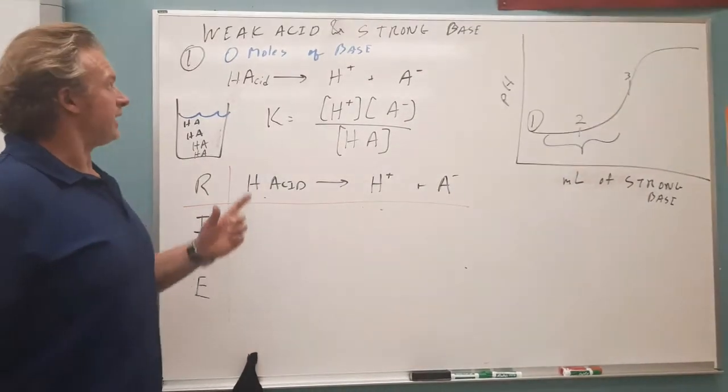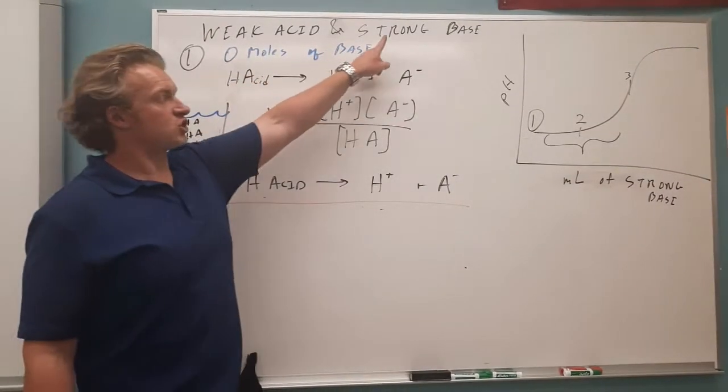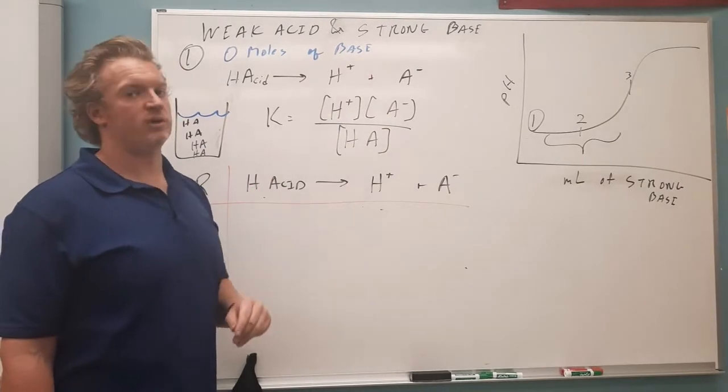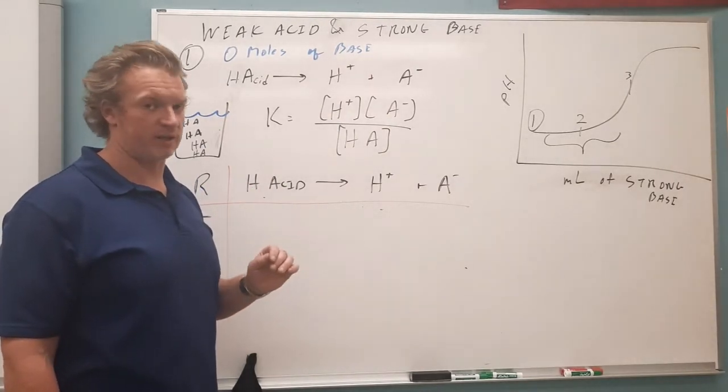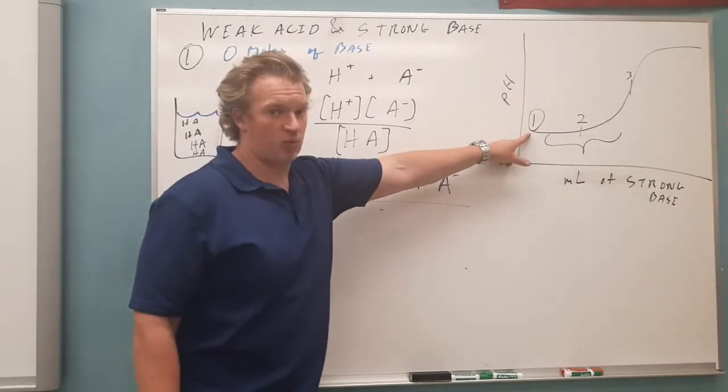In a weak acid and strong base titration, there are 3 points of the titration curve we will speak directly to. This is about point 1.